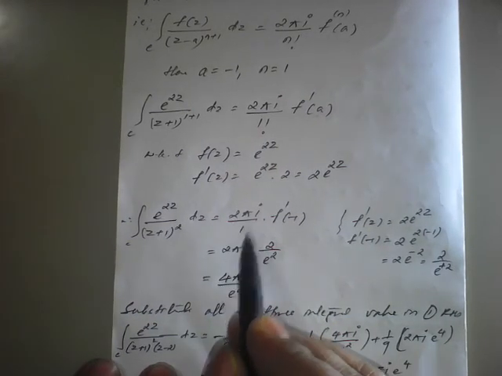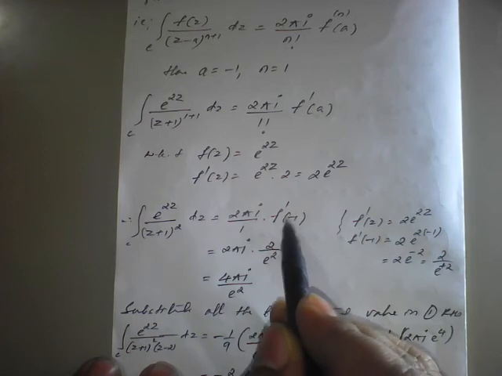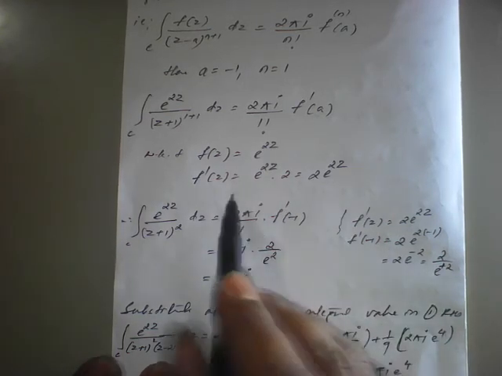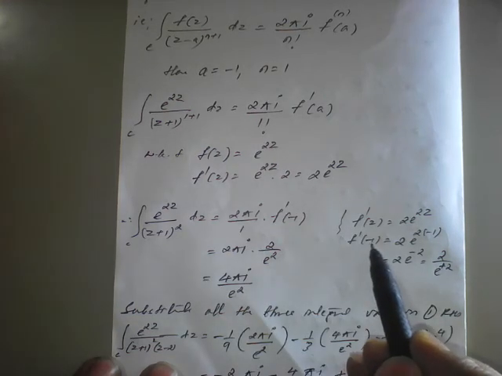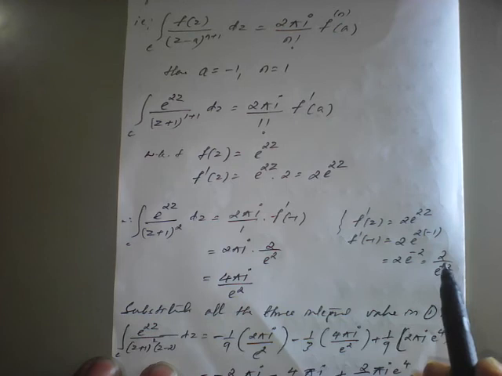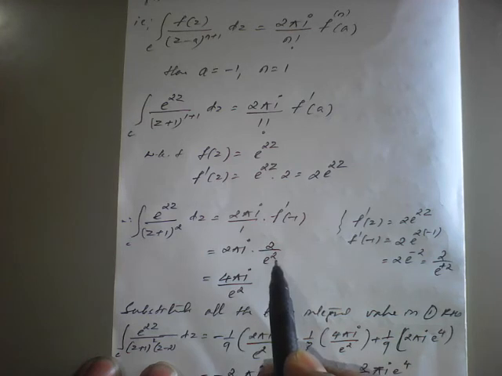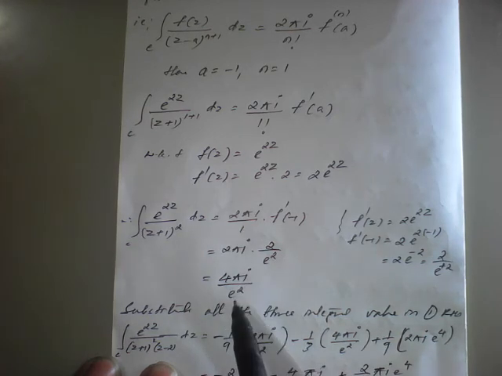That is 2 pi i upon 1 factorial, which is 1, times f dash of minus 1. We already found f dash of z, so it is 2 times e raised to 2z. Here we need to apply z as minus 1. On simplification we will get 2 upon e raised to 2. So therefore 2 pi i into 2 upon e raised to 2. So 2 twos are 4 pi i upon e raised to 2. So we got all the three integrals of the equation.